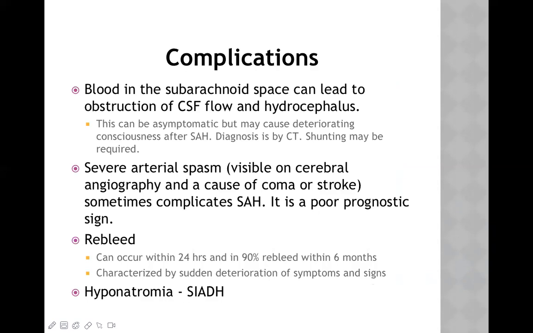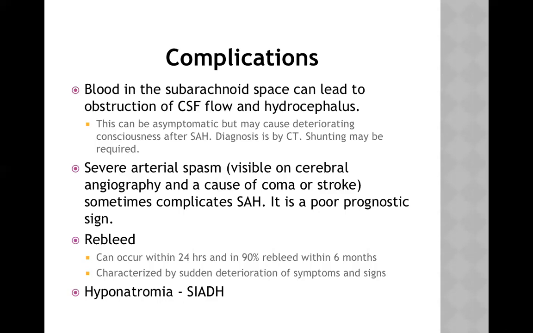Now, what are the complications of subarachnoid hemorrhage? Blood in the subarachnoid space can lead to hydrocephalus. What is the mechanism of this hydrocephalus? There are two types of hydrocephalus, every student knows: communicating and non-communicating. But in this condition, communicating hydrocephalus is more common than non-communicating. The blood in the subarachnoid space probably blocks the absorption site of the CSF, which results in excessive collection of CSF in the subarachnoid space, leading to communicating hydrocephalus.